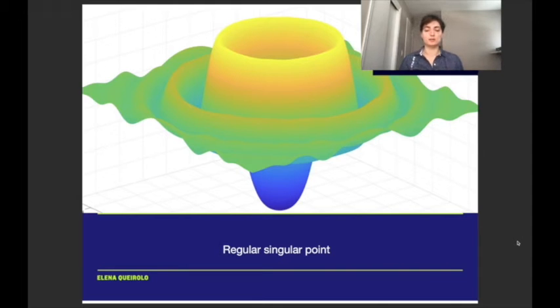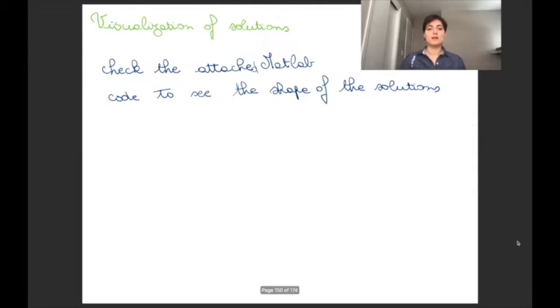It turns out that the Euler equation that we have just solved has a particular property. That means that its singular point is called regular. So this video is going to be devoted to looking into that section of regular singular points. First of all, let's visualize the solutions that the Euler equation has.